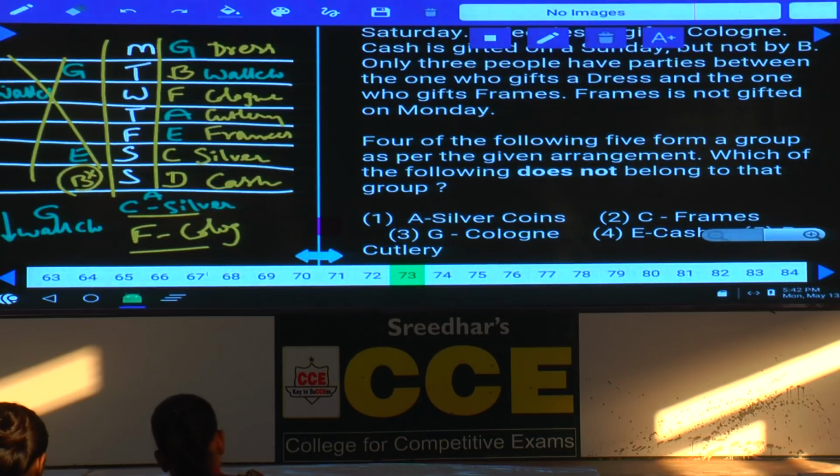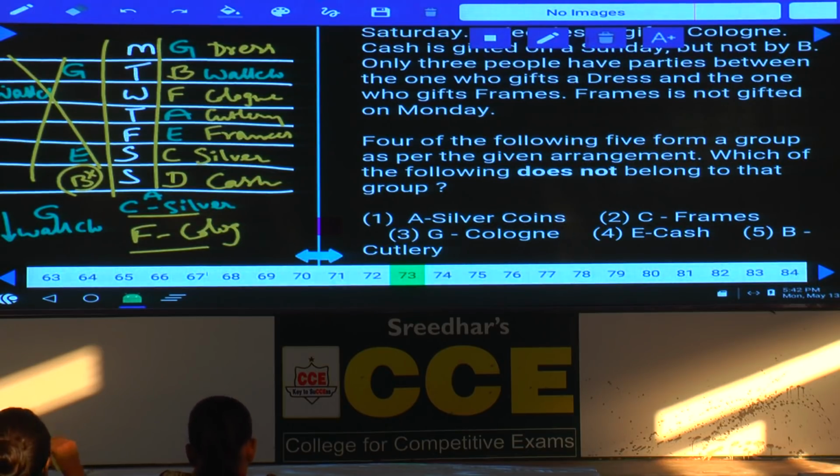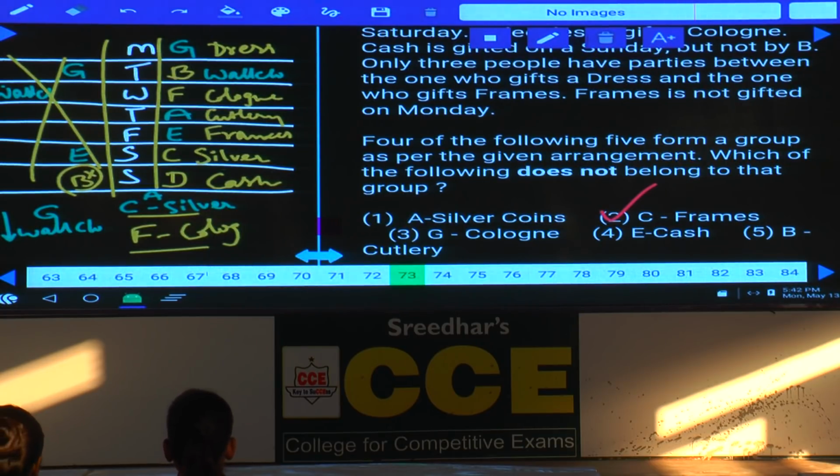Then question number 73, which one of the following is the odd man out? Now A and silver coins. Between A and silver coins, there are 2 days in between. And C and frames, C is immediately above, frames is immediately after silver. And G and colon, there is 1 in between G and colon. And E and cash, there is 1 between these 2, and B and cutlery, there is 1. And so what is your answer here? Except choice 2, the C and frames, in the remaining there is 1 person between these 2. Done? Now this is about 73.